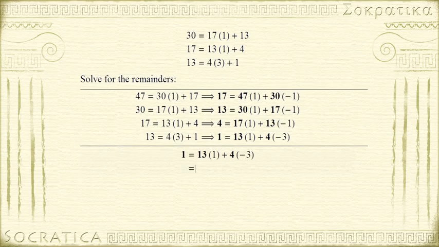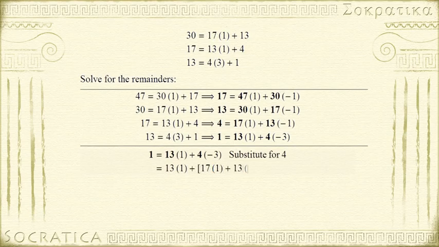So in this remainder equation, we have the integer 4. We have the remainder 4. But in the remainder equation above, we have 4 written as an expression of 17 and 13. So we're going to substitute that in. That gives us 13 times 1 plus, let's substitute that expression in for 4, 17 times 1 plus 13 times negative 1, all of that times negative 3.